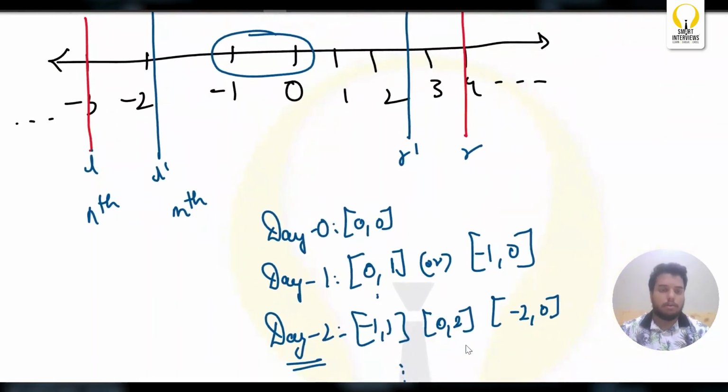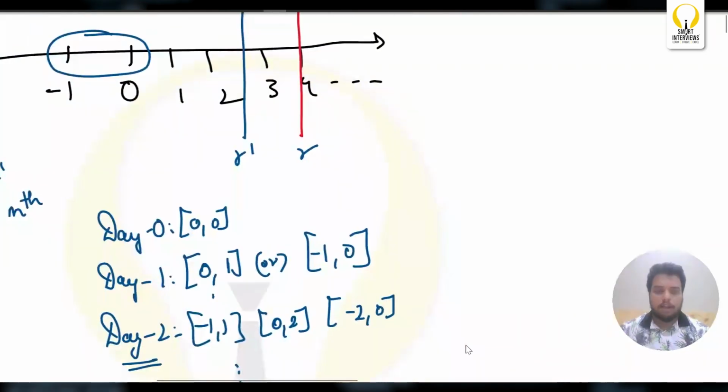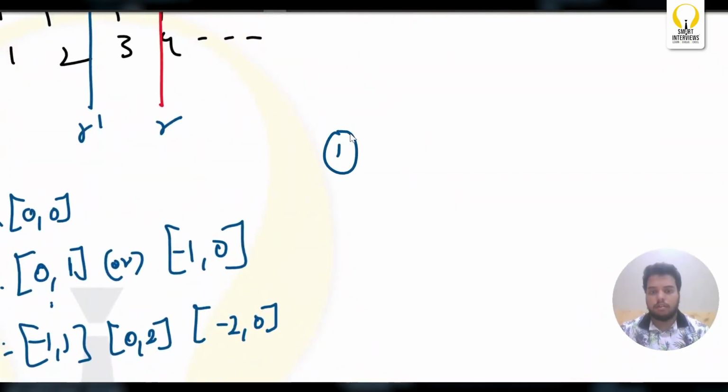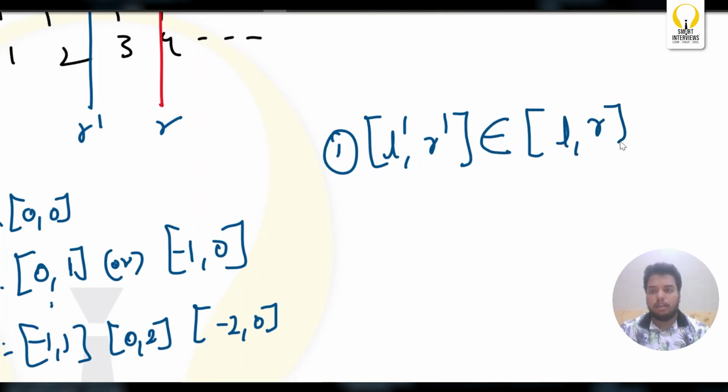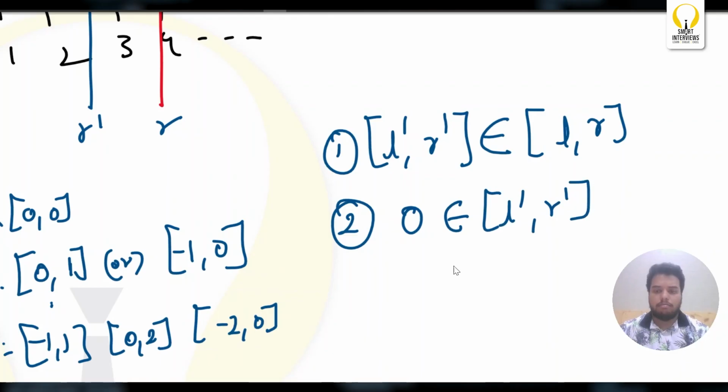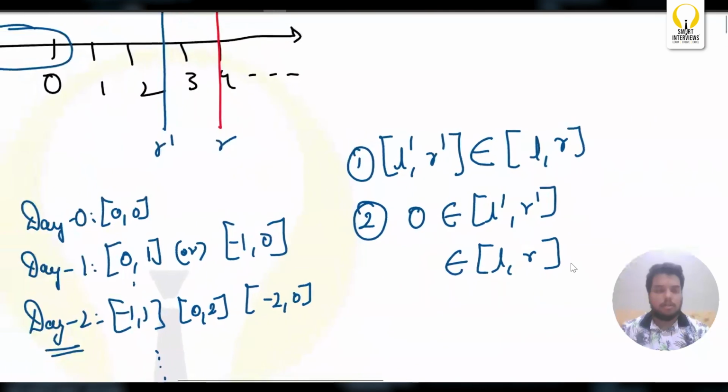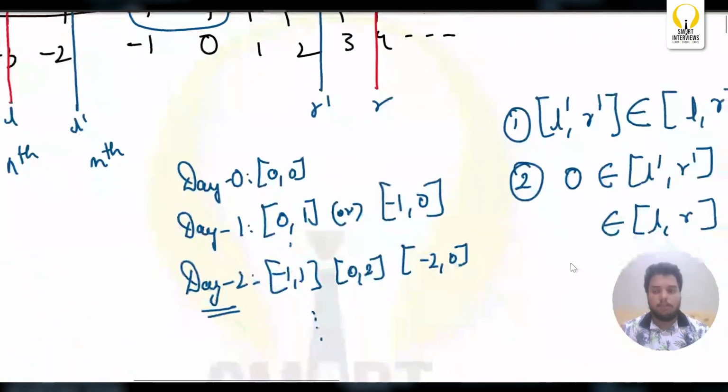So this is the problem statement. By saying this, I can confirm one thing: whatever the range L dash and R dash be, it should be completely within the range from L to R. The second point is that 0 should definitely be included in the range L dash to R dash, and obviously it will also be in the range from L to R. By keeping these two things in mind, we can identify one more thing.